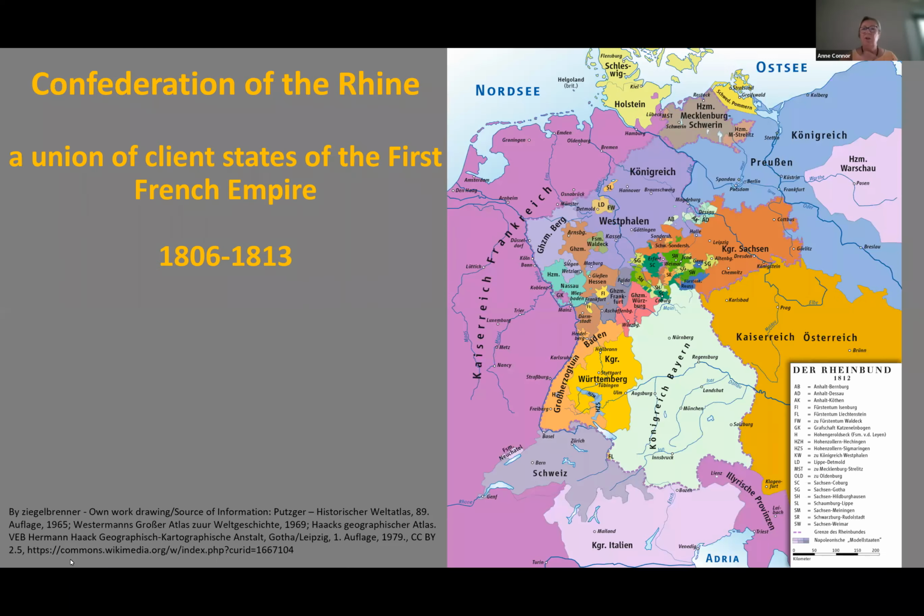So I'm going to show you that together with some maps. And I think this is really interesting. In all these colors, you see the Confederation of the Rhine, which was a union of client states of the First French Empire. That goes from 1806 to 1813. This being part of the French Empire at that time, but this is the kind of union of Germanic states.